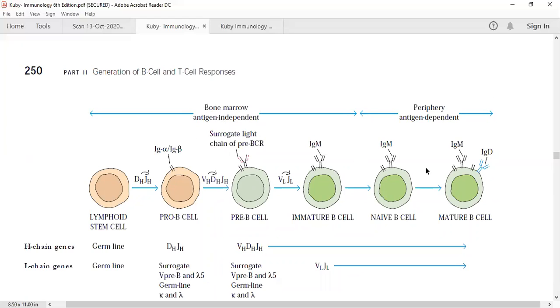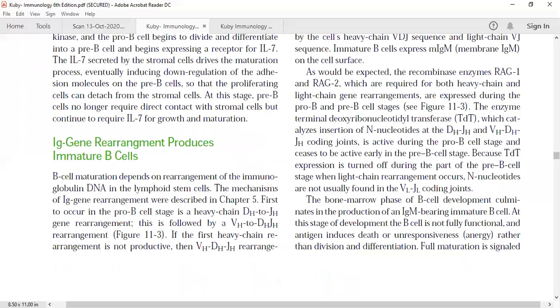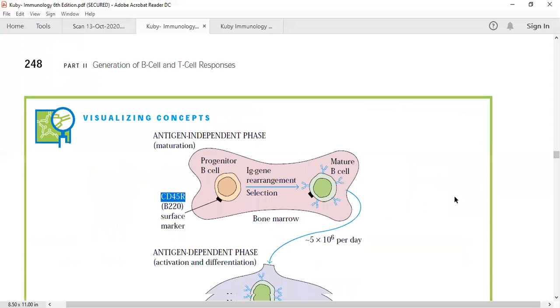And then they will move into the peripheral organs, or called secondary lymphoid organs, where they will face the real antigens, and finally they will mature into the B cells, right? So this is showing large details. So we will move back to this particular diagram.